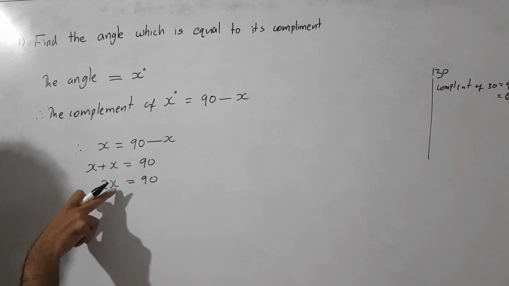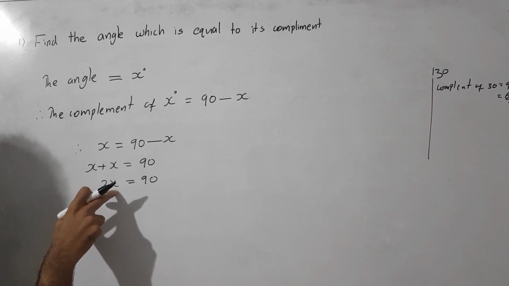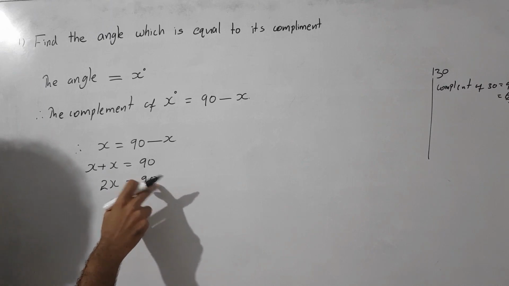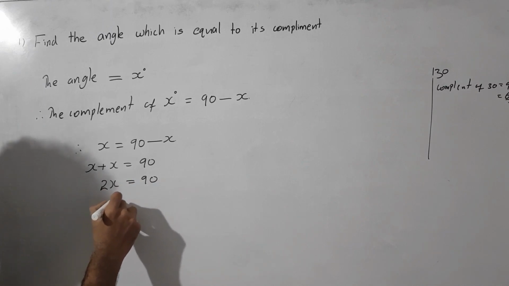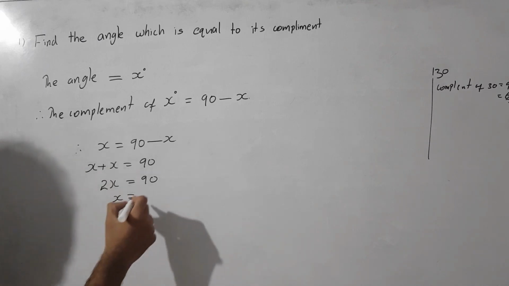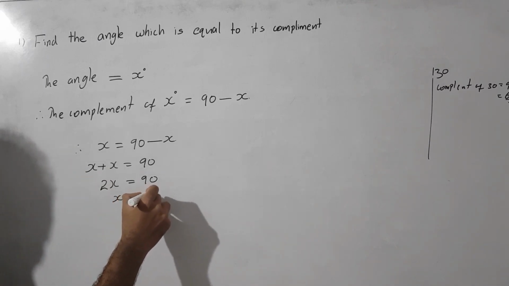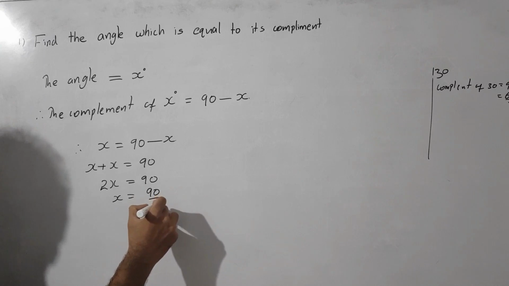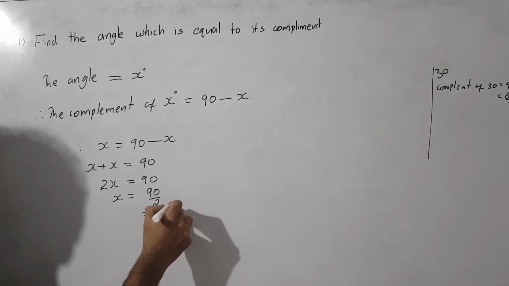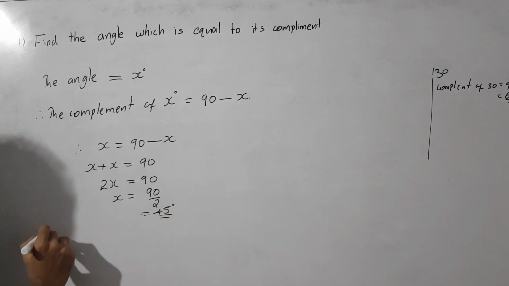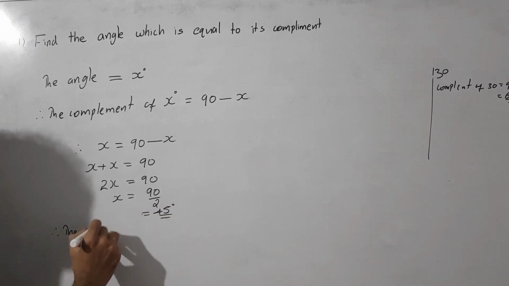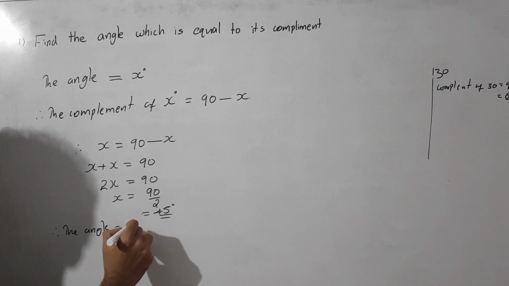So for finding the value of x, we want to remove 2. So we transpose 2 to the RHS. Then what is the change? 2x means 2 into x. Therefore, at the time of transpose it is 90 divided by 2. What is 90 divided by 2? 45. Okay, 45. Therefore the angle is equal to 45.